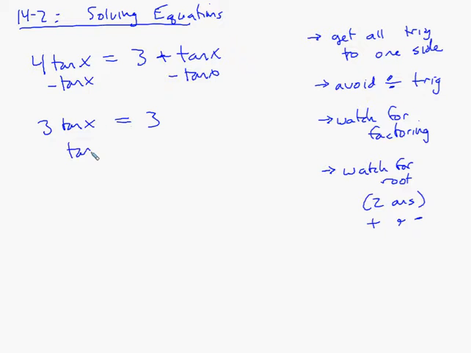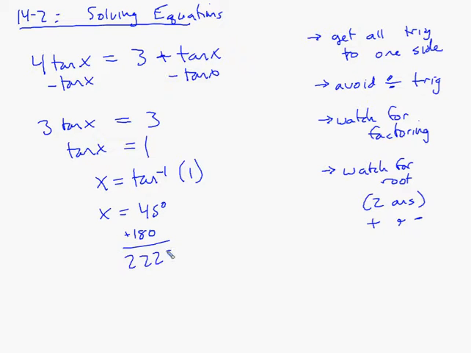And I divide by 3, and I get a 1. At this step, I can go ahead and do the inverse. So x equals inverse tan of 1. Now remember, we use inverses to get the angle. When we do the inverse tan of 1, we get 45 degrees. And tangent is also positive in quadrant 3, so I'll add 180 to that to get the quadrant 3 answer, 225 degrees. That's your answer.